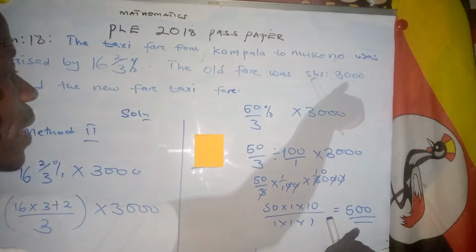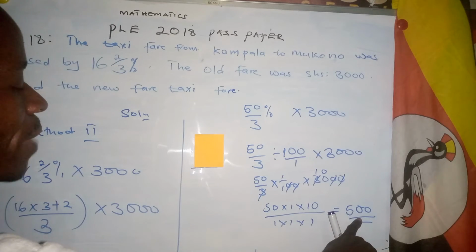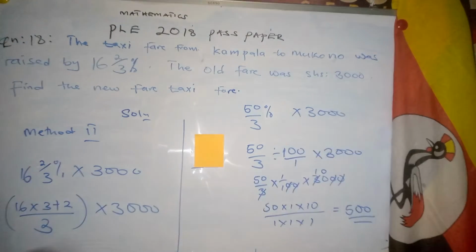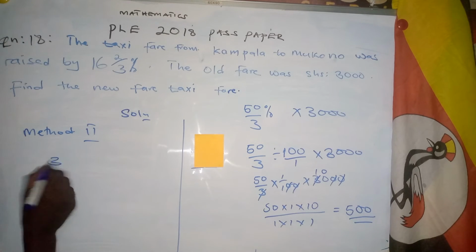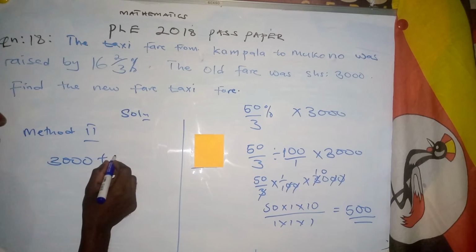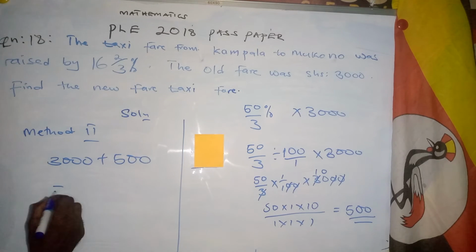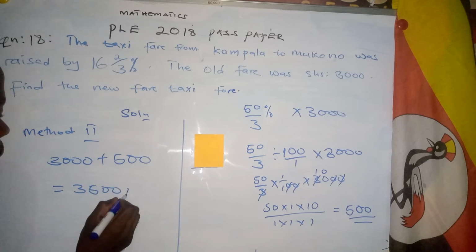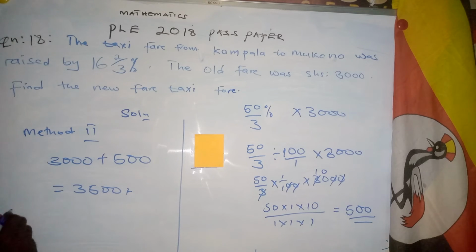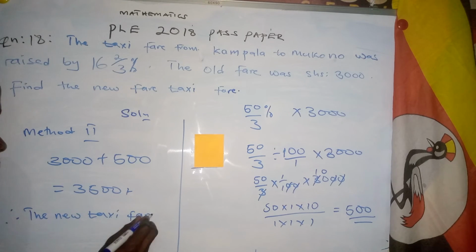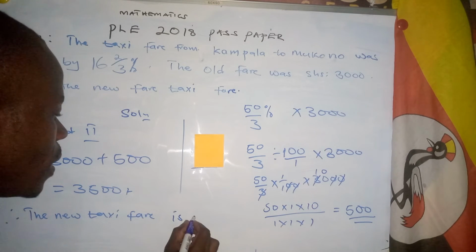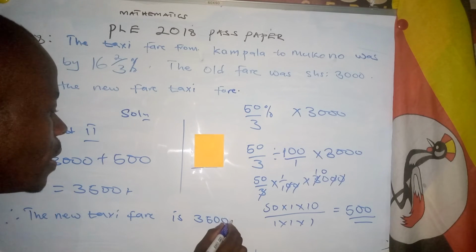So after getting this, the money topped up to 3,000. So you get this money 500 plus 3,000, the final answer. So let us do the final answer. Get 3,000 plus 500 is equal to 3,500 shillings. Therefore, you say the new taxi fare is 3,500 shillings.